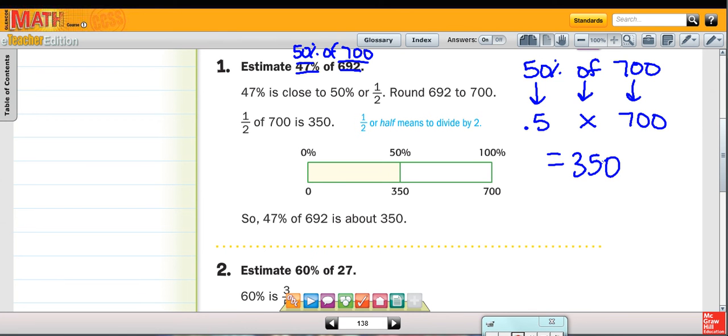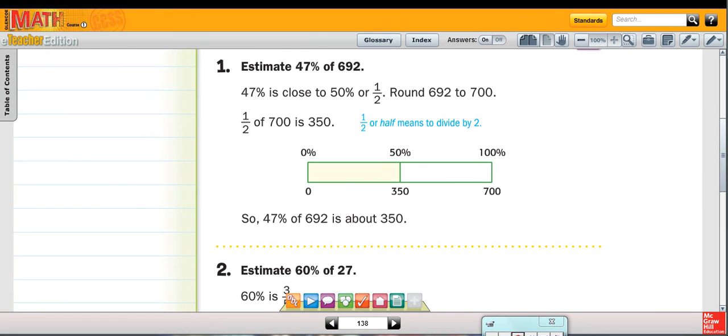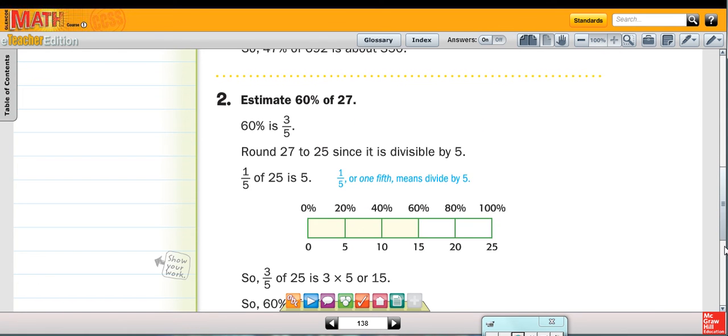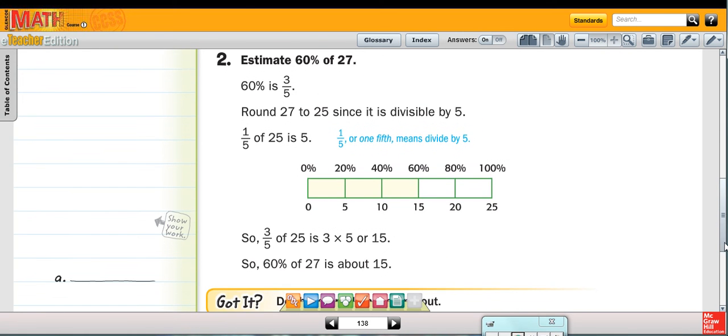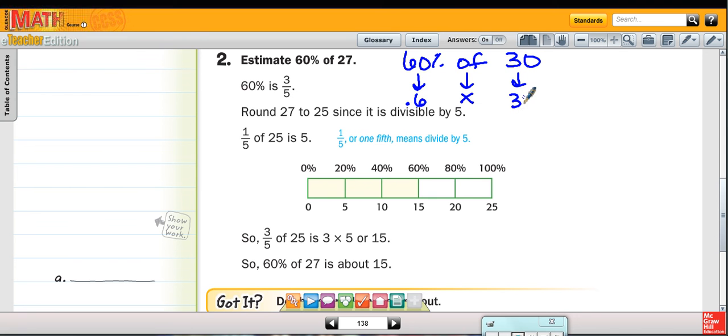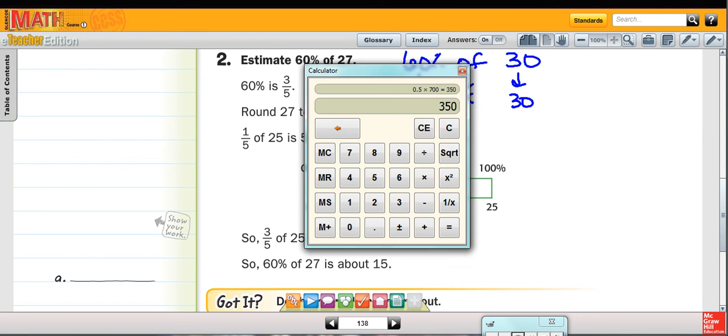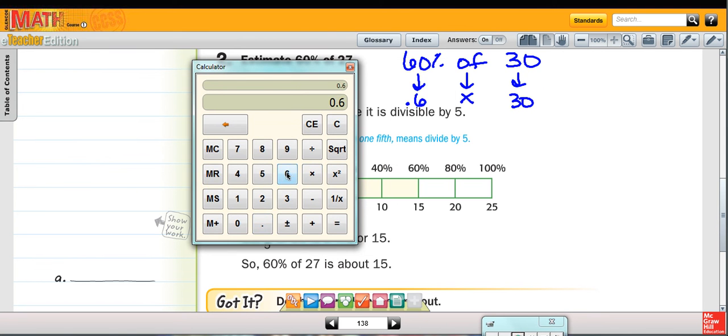Look at number 2. How would we estimate 60% of 27? Do we really need to change 60%, do you think? No. So let's keep 60% at what? 60. And 27 we could go to 30. So change this to a decimal. What do we have? 0.6, of means to multiply, of 30. See why we did percent of a number first? So 0.6 times 30 gives me 18.